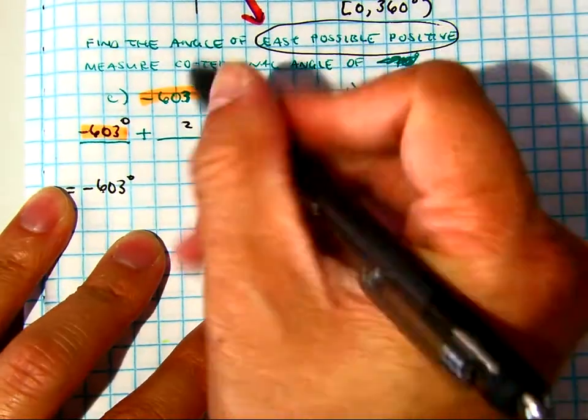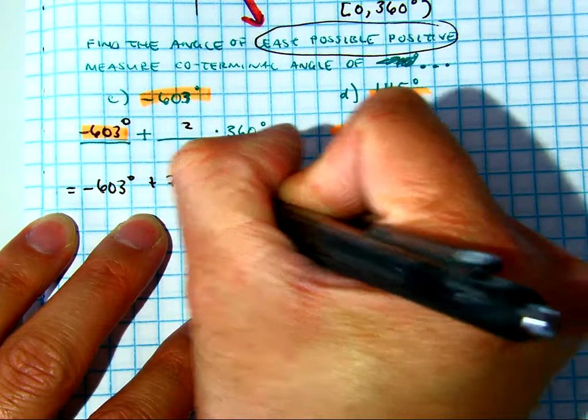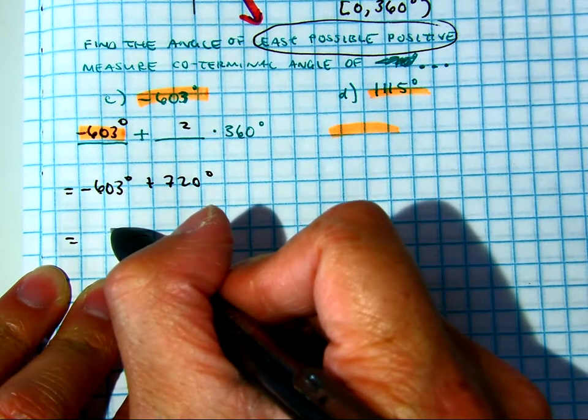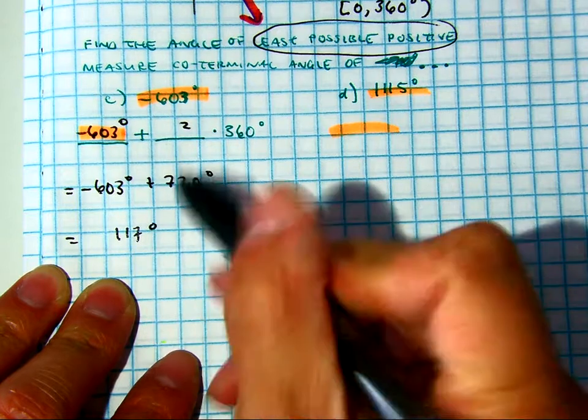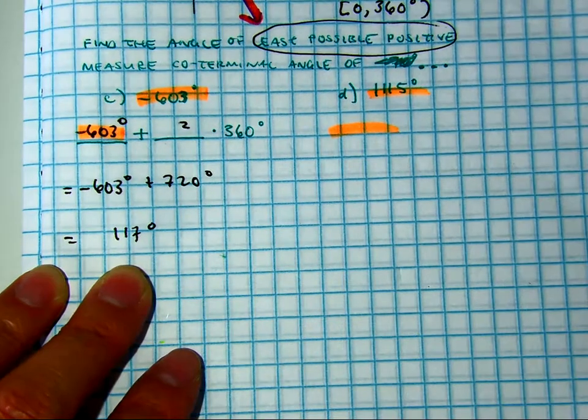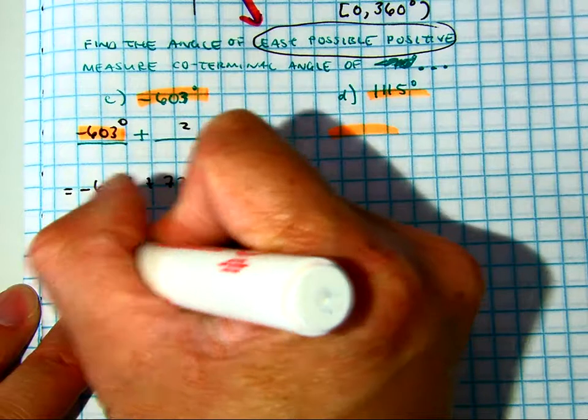And 2 times 360 is 720. And if I add those two together, you get 117. Class, is this a number between 0 and 360? Yes, it is. Raise your hand if you got that.